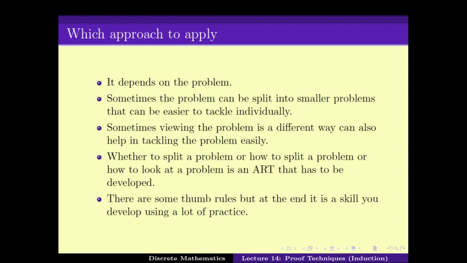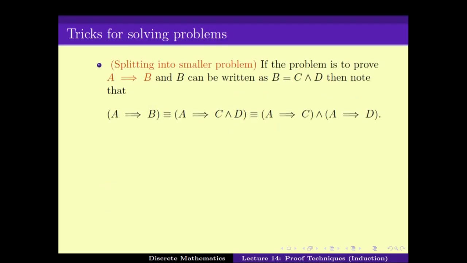Now, till now, we have seen a few simple tricks that can be applied. To start with, we looked at how to split a problem into smaller parts. When to prove A implies B, if B can be written as C and D, in that case, it can be split into A implies C and A implies D. Each of them can be solved individually, hence making it into slightly easier problems.